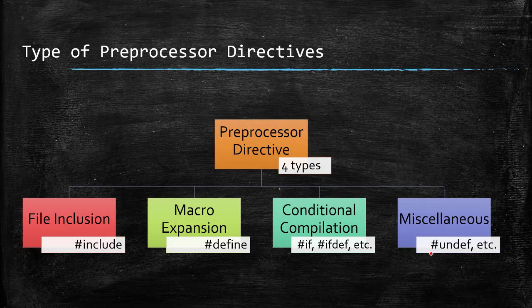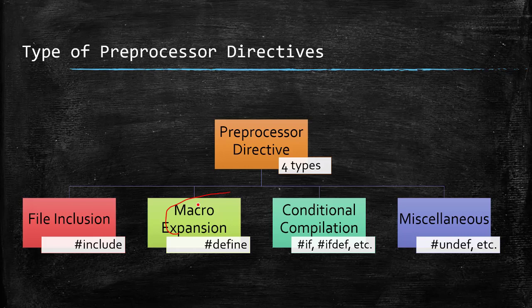As I have already mentioned, there are 4 types of preprocessor directives. The first one is file inclusion, which you have used in almost all of the source code you have written. It is written by hash include. So hash include is the file inclusion directive. Then there is macro expansion. We are going to mainly focus on the macro expansion in this lecture. It is written as hash define. So hash define is the preprocessor directive for macro expansion.